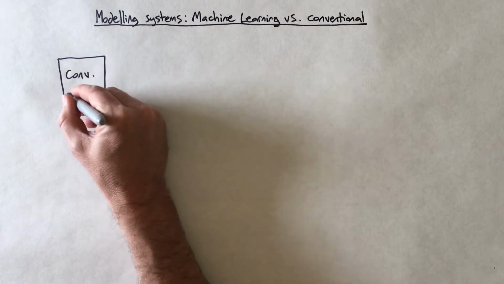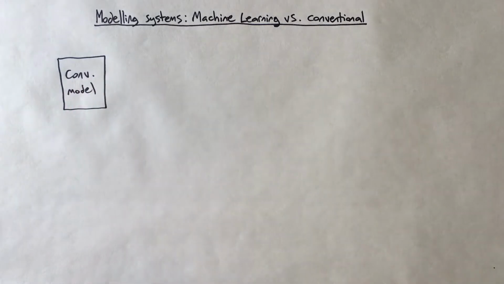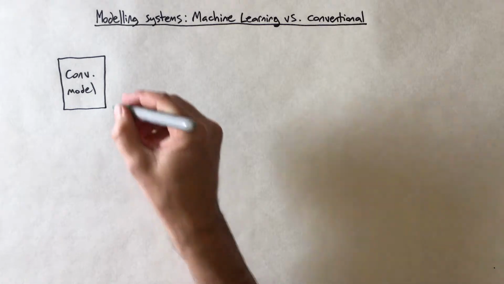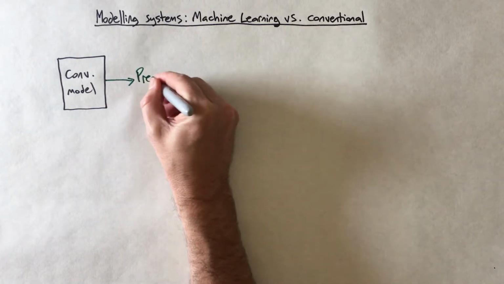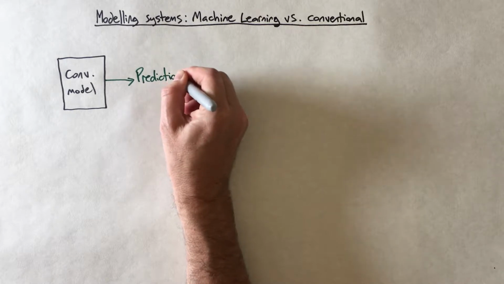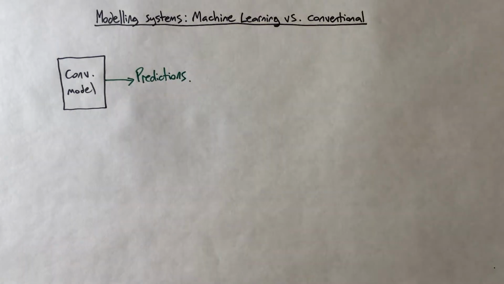Okay, so that's a conventional model. What is a conventional model? What does it do and what's its purpose? Its purpose ultimately is to make predictions, so to come up with some values, mathematical values or numbers ultimately, that represent or model the performance of a real system.